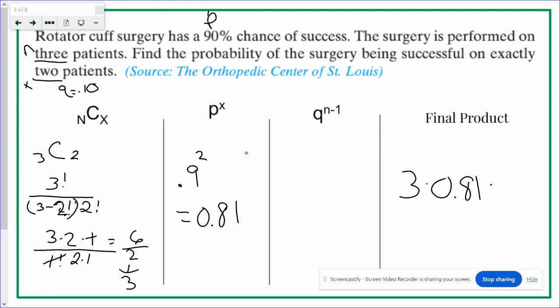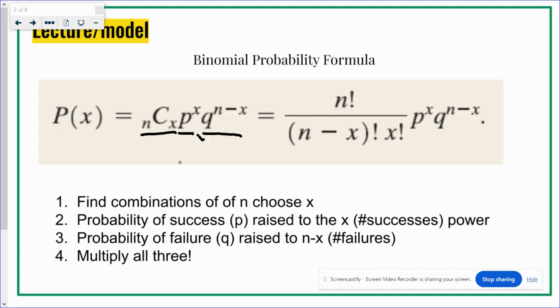And then last but not least, we have probability of failure, which is 10% or 0.1, raised to the n minus x, which is 3 minus 2. 0.1 raised to the first power is just 0.1. Anything raised to the first power is itself.